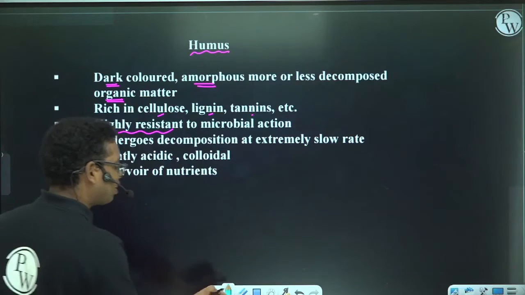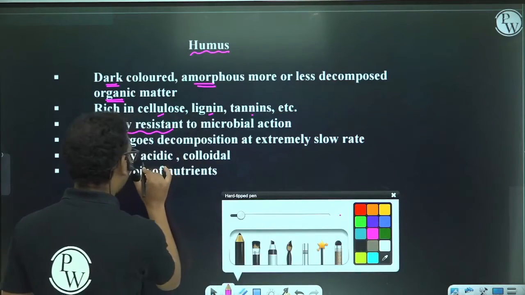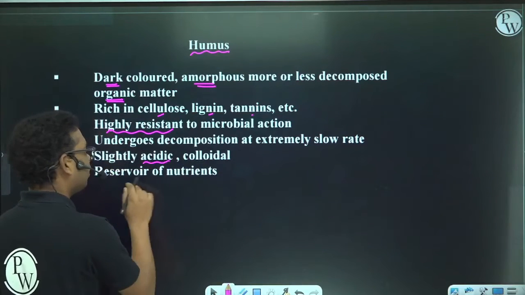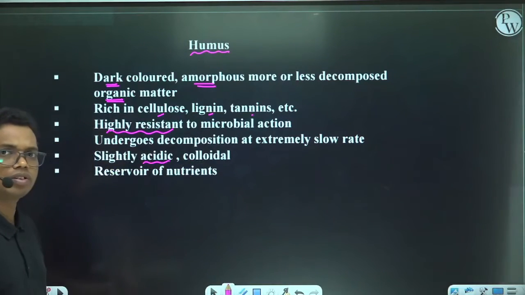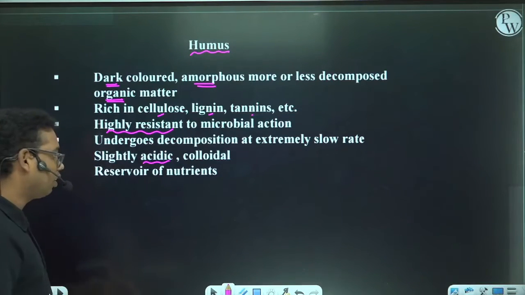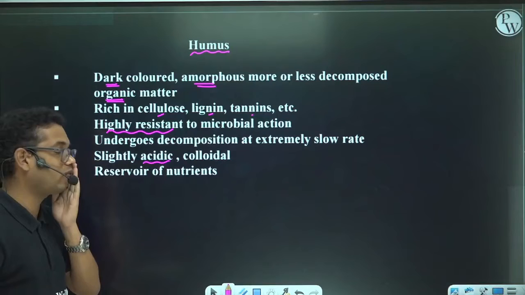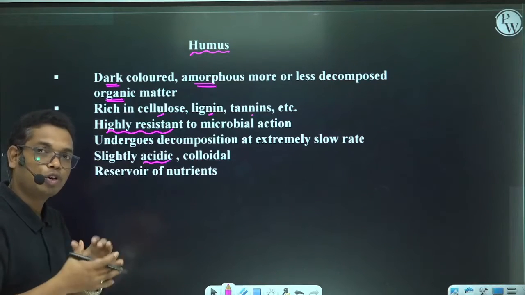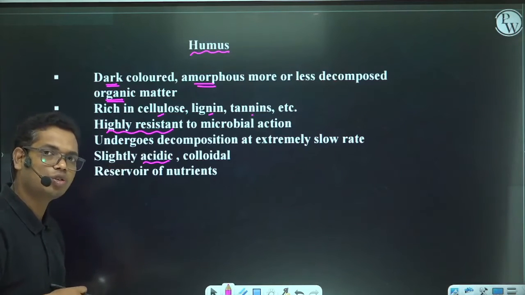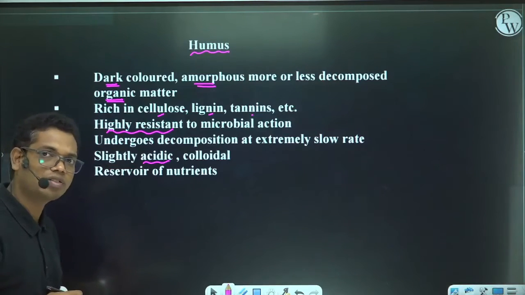Okay, and this is slightly acidic. This is very, very important. This is not alkaline, this is acidic, but slightly acidic, and this is a colloidal substance, and this is the reservoir of minerals or nutrients. Clear? Because humus is a reservoir of nutrients, if a soil is humus rich, that will be more fertile. If the soil has less humus, that will be less fertile or sterile soil.